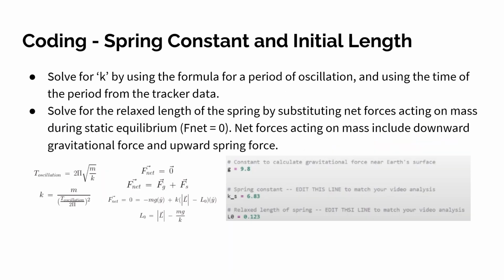Solve for k by using the formula for a period of oscillation and using the time of the period from the tracker data. You can rearrange the formula as seen below to solve for k. Solve for the relaxed length of the spring by substituting net forces acting on the mass during static equilibrium. Net forces acting on the mass include downward gravitational force and upward spring force. As you can see, the spring constant yielded was 6.83 and the relaxed length of the spring was 0.123 meters.